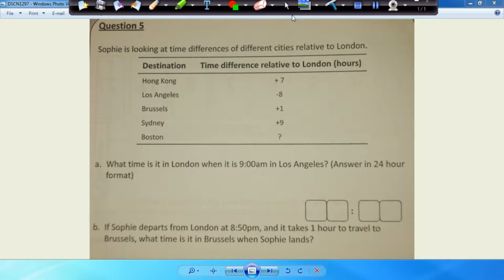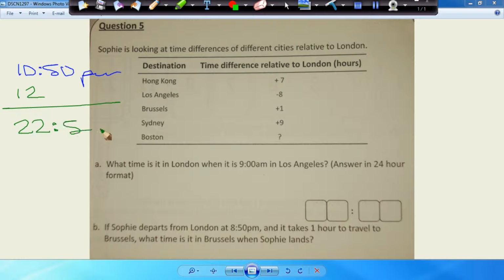I'll read out your question. C. Convert the answer in part B into 24-hour format. So what was the answer for part B? 10:50 PM. Right, to convert that to 24-hour clock, what do we do? We add another 12 hours to the PM time, yeah? So that gives you 22:50. 22:50 is the answer for question C.